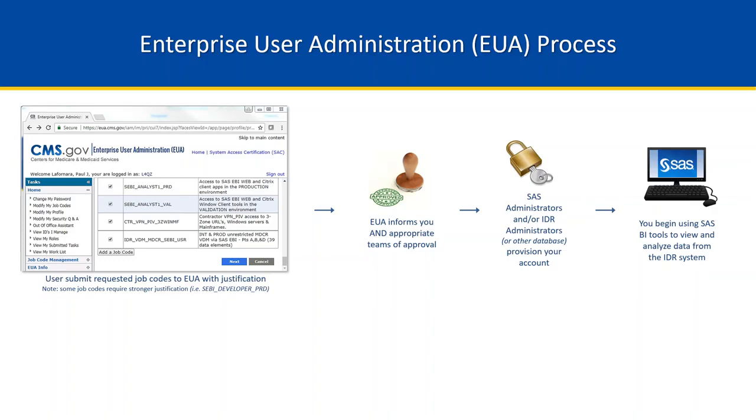The EUA process for adding a code starts in the user level at the Enterprise User Administration page located at https://eua.cms.gov. Upon approval from the appropriate CMS approver or approvers for that specific EUA job code, the job code requester and appropriate administrators are notified via email correspondence. The SAS and/or database administrators provision the CMS user's account, at which point the user is staged to use the systems, data, and/or projects on their workstations.